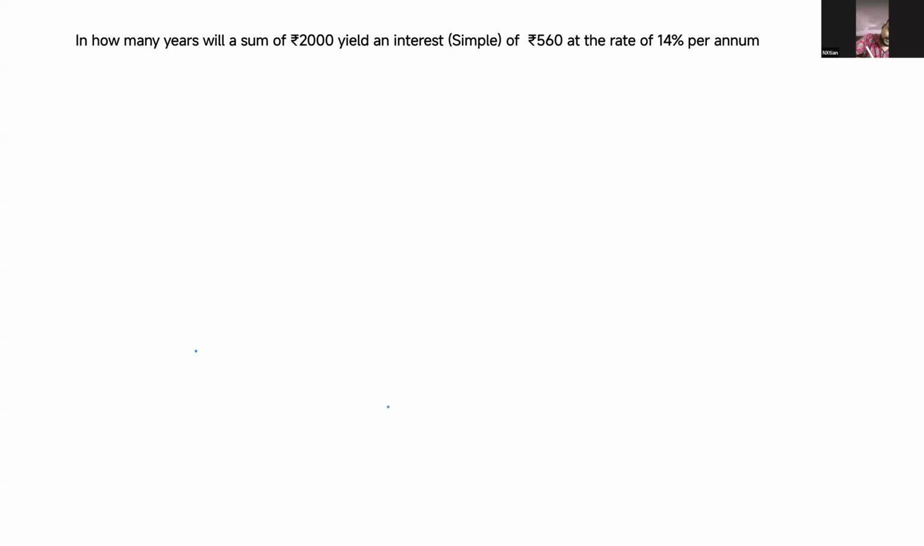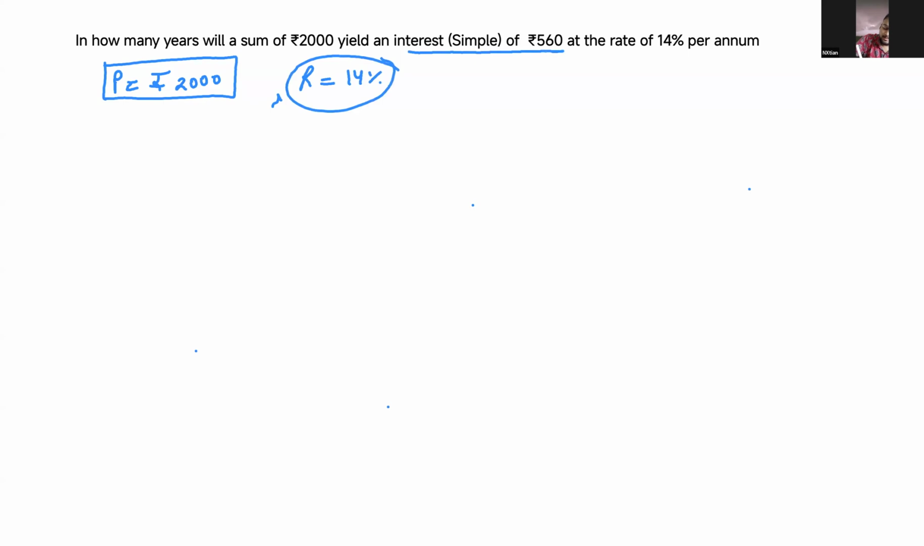Okay. So the principal is given, which is 2000. Now, simple interest, the rate is given, which is 14%. And now it is given that the interest is 560 rupees. So this is the interest which is given, 560. Yes or no? Okay. Then what do we have to find? We have to find the time.